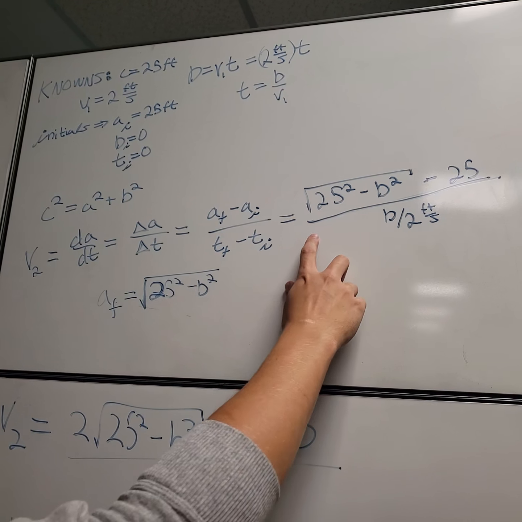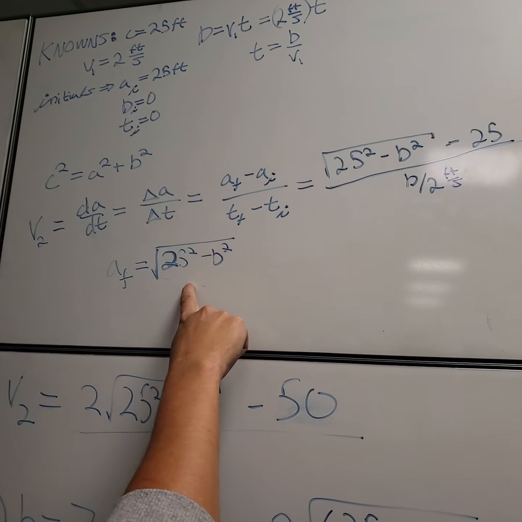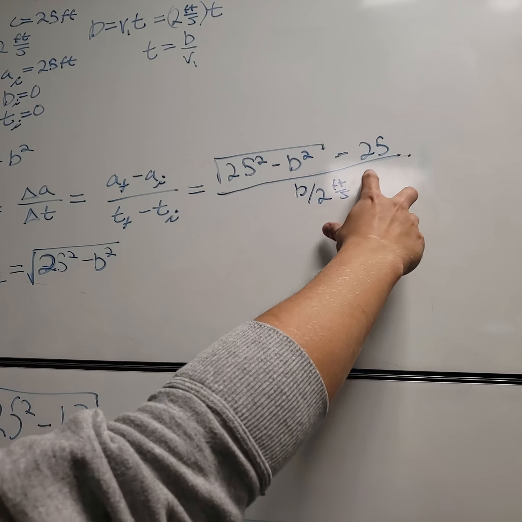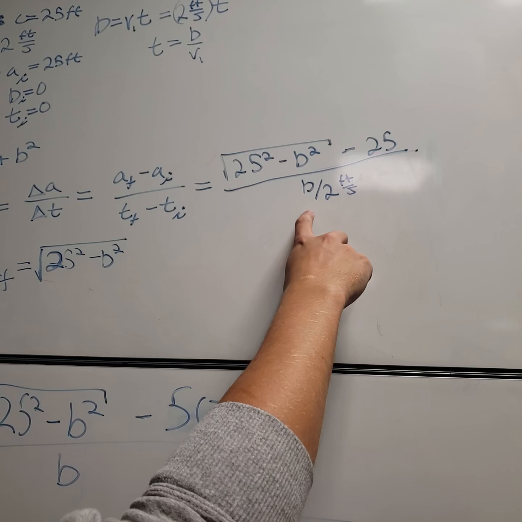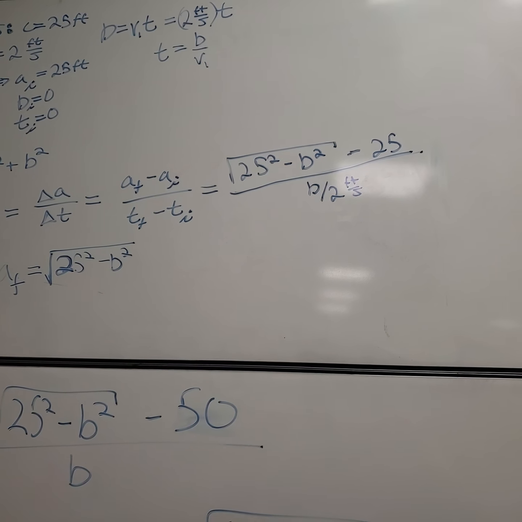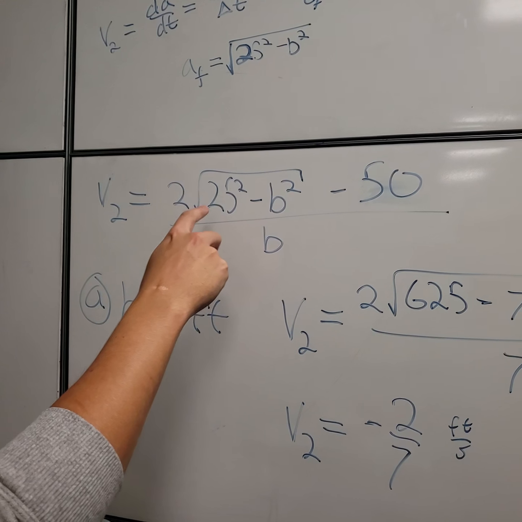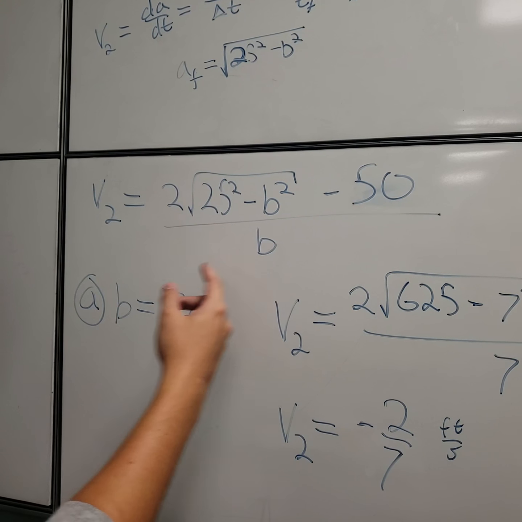Now plugging in everything we know from initials and the numbers given, we know that A final equals the square root of 25 squared minus B squared. So we plug in A final in there. A initial is 25. And we know that T final will be B over 2. And then we get the equation V2 equals 2 times the square root of 25 squared minus B squared, minus 50, all over B.